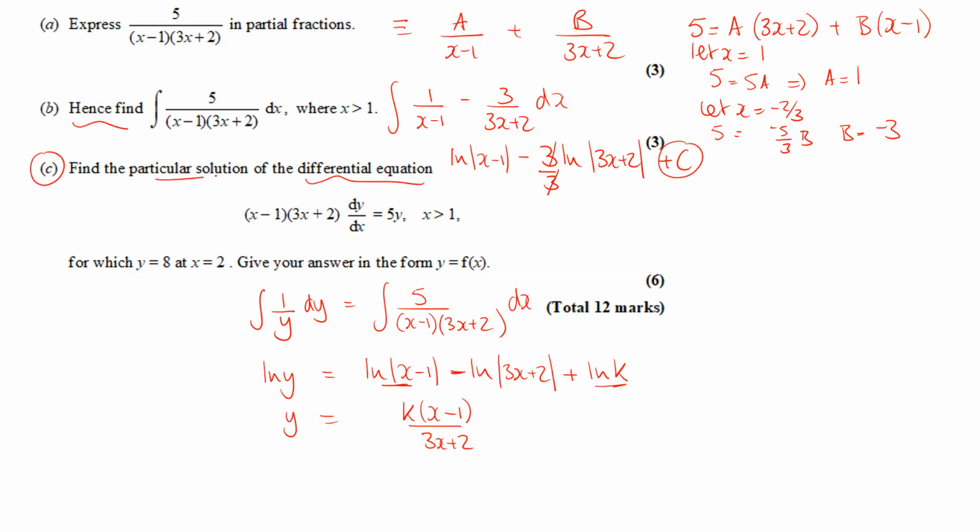Now it's asking us for a particular solution because we've still got a constant. That's a general solution. For a particular solution, we need to put these values in. When y is equal to 8, we've got 8 is equal to k, and x is 2. 2 minus 1 is 1, and then 2 times 3 is 6, plus 2 is going to be 8. So k is equal to, cross multiply, 64. So our particular solution is y is equal to 64 times x minus 1 all over 3x plus 2.